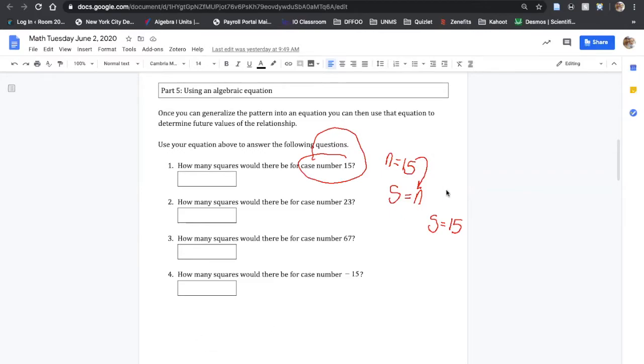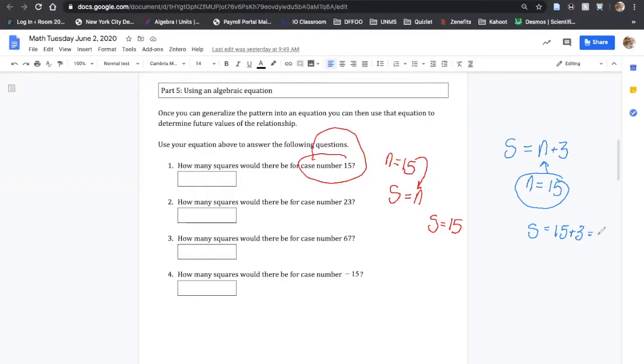Let's say we had a different scenario where it looked something like, say, the number of squares was equal to the case number plus 3 extra squares, right? And then in this case, I was talking about case number 15. I would do the same thing. I would say, okay, so let's substitute in the value of 15 in for N. So the number of squares is equal to, and this substitution is something that we've done before, 15 plus 3.